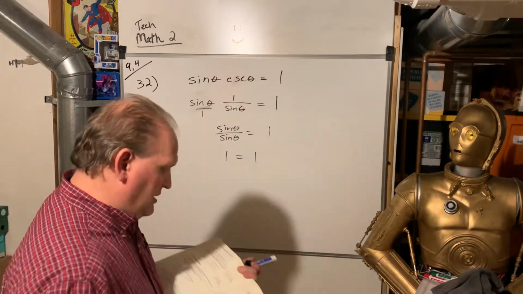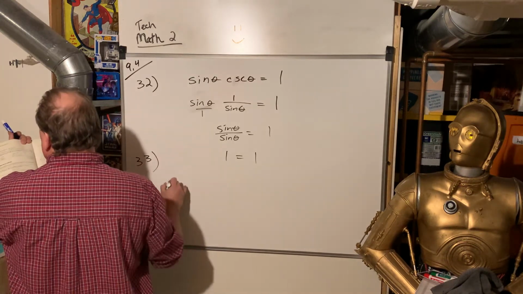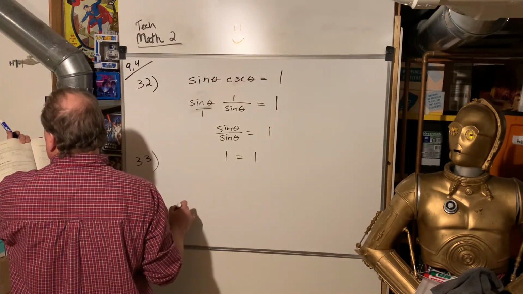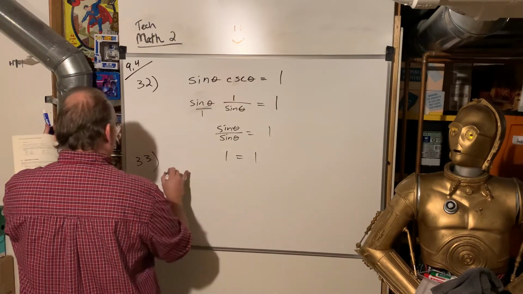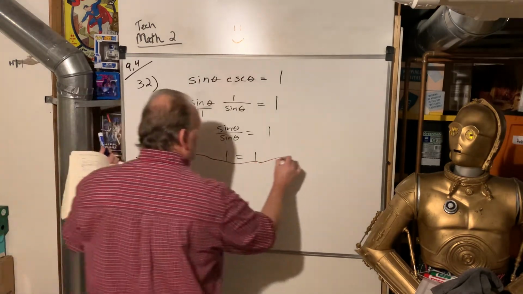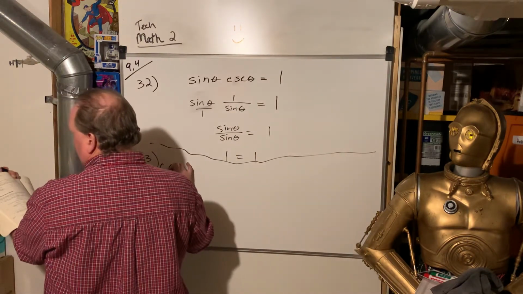So that's actually considered bad form. Let's look at 33. What do they want here? Solve. So they want us to solve this. That's different. That is not a proof. When we're solving, we can do just like how we solve equations.